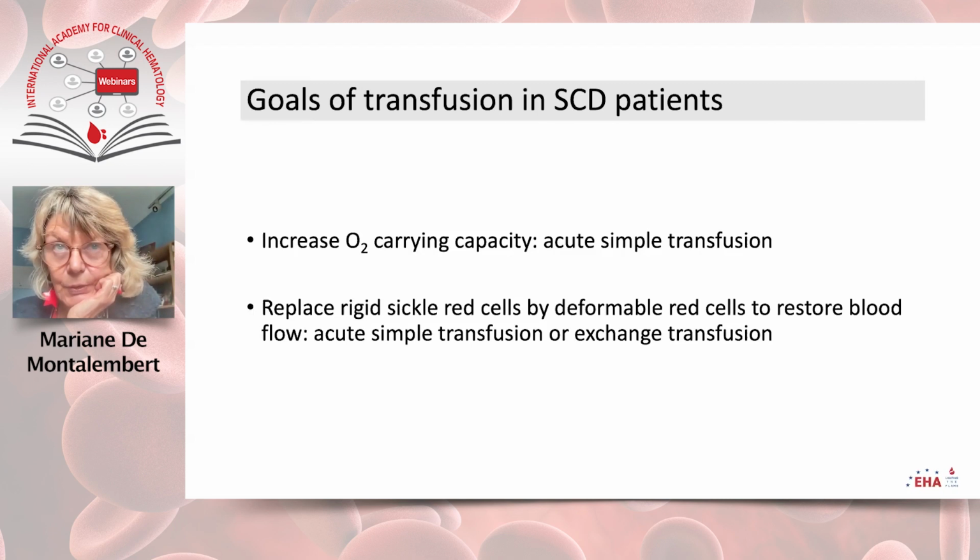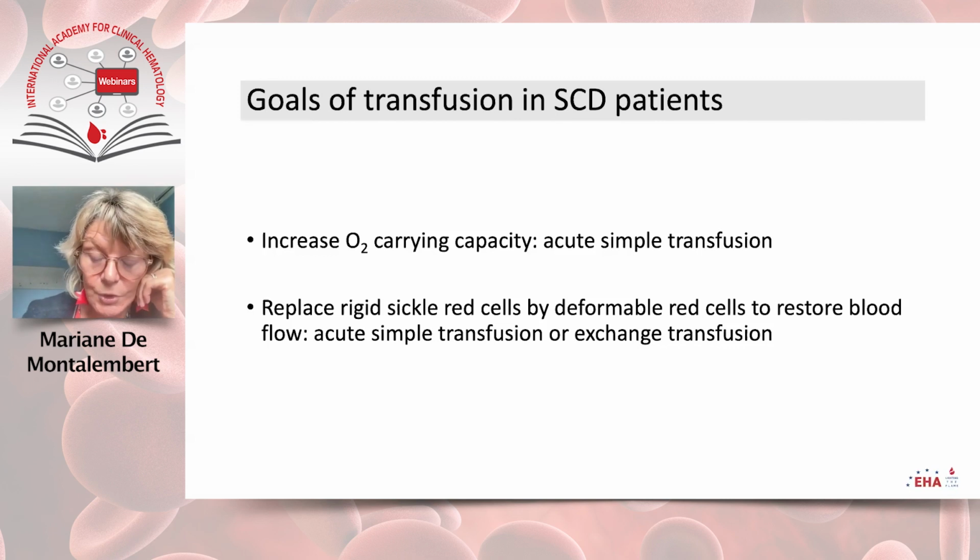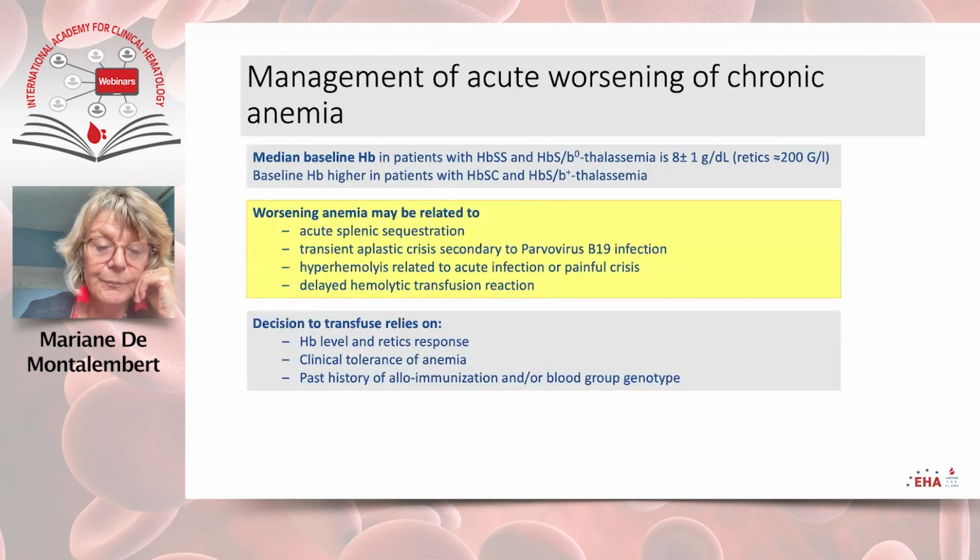Transfusion is a major treatment in sickle cell disease. 80% of patients have been transfused before the age of 18 years. The aims of transfusion are either to increase oxygen carrying capacity, which can be done using acute simple transfusion, or to replace rigid red cells by deformable ones, which can be done either by simple transfusion or exchange transfusion.